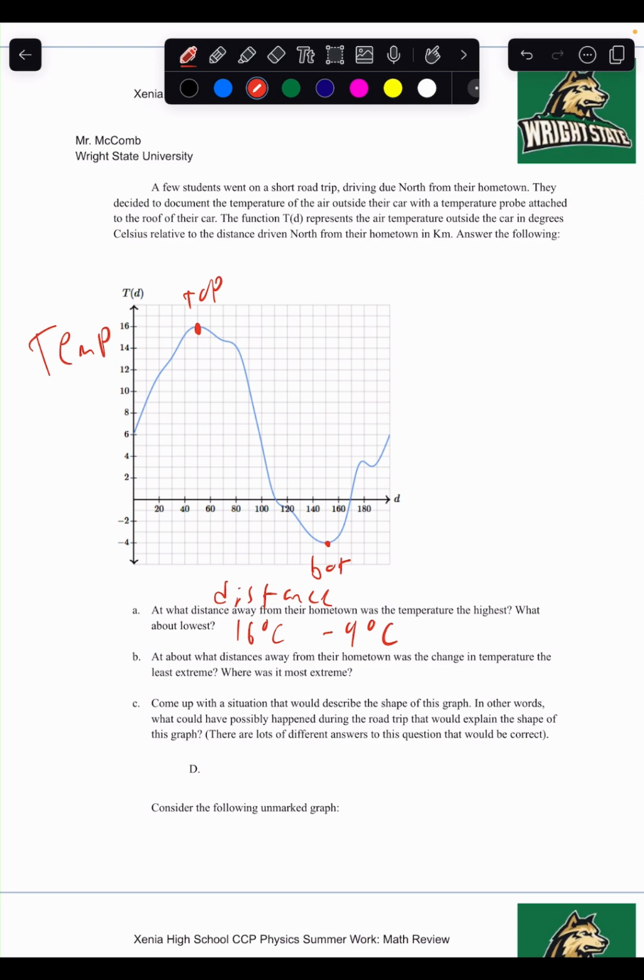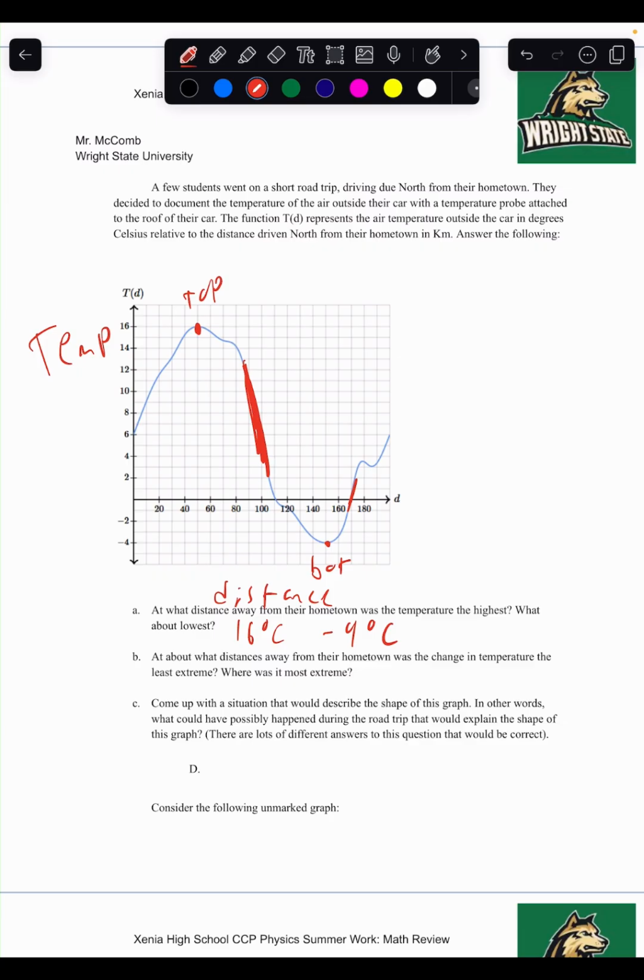Now, at what different distances away from their hometown was the change of the temperature the most extreme? So we're looking for change in temperature, meaning how quickly we're able to drop temperature. We're looking for the part of this line with the steepest slope. I say drop or spike, right? Increase or decrease. If we're looking for change, that's going to represent the slope of this graph. The sharper the slope of this graph is, the faster the temperature is changing. This represents a much bigger temperature change than this, for instance, right? So the sharpest points of this graph to me look like here, and like maybe here.